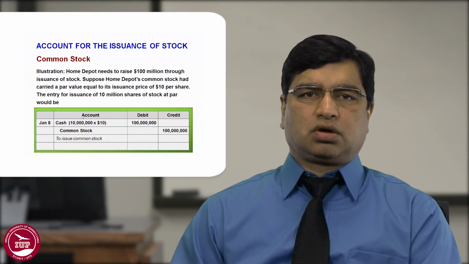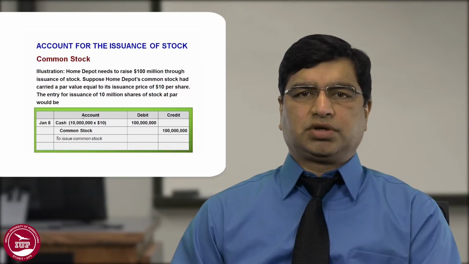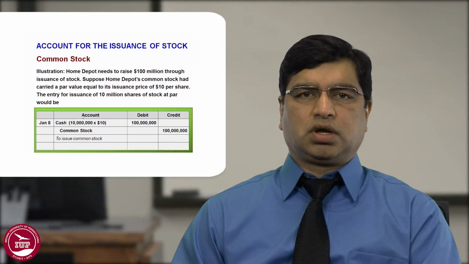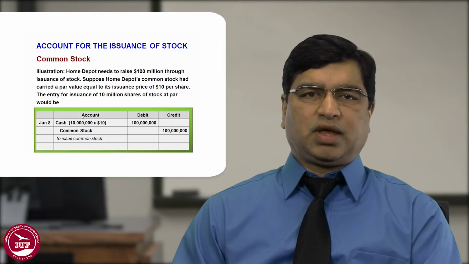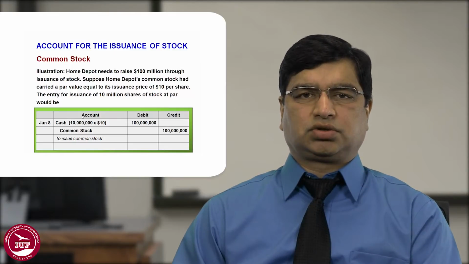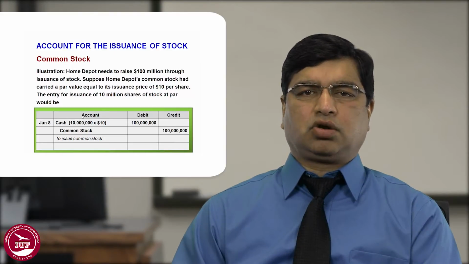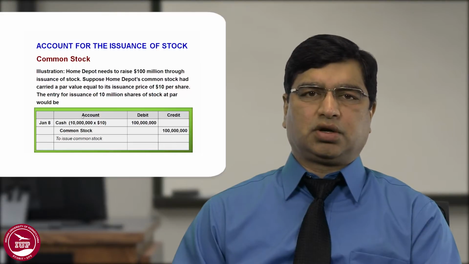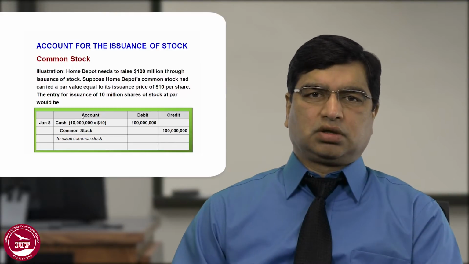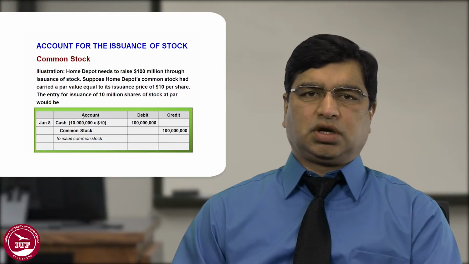When you issue a stock, how do you make the journal entry? For example, Home Depot needs to raise $100 million through issuance of stock. That is issued at $10 per share, 10 million shares. In that case, the journal entry is cash debited, 10 million shares times $10 for a total of $100 million, and common stock is credited by $100 million. In this case, the stock has been issued at the par value, that is $10.